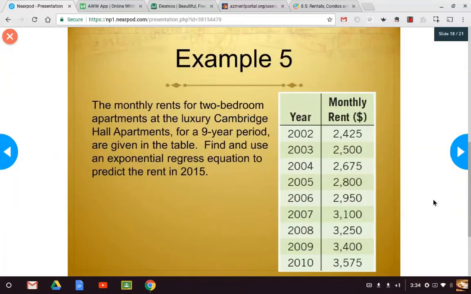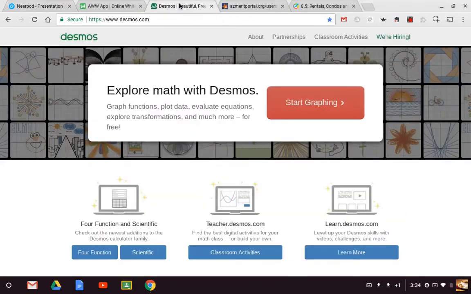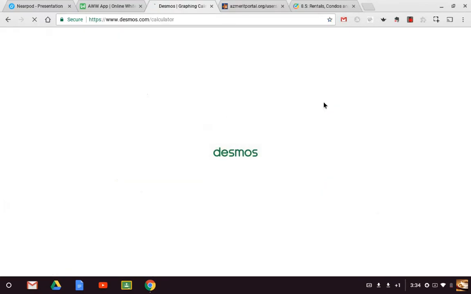In this example, we're looking at the monthly rent of a 2-bedroom apartment in some luxury apartments for a 9-year period, and we want to find an exponential regression equation to predict what the rent is going to be in 2015. To do this, we're going to use a table on Desmos. Go ahead and open up a desmos.com screen, click Start Graphing, and the first thing we're going to do is enter the table into the Desmos calculator.